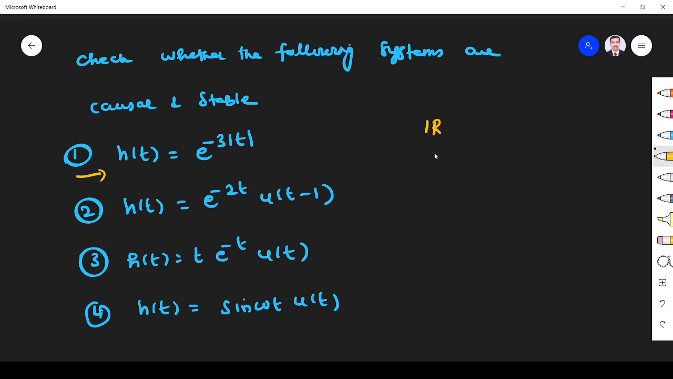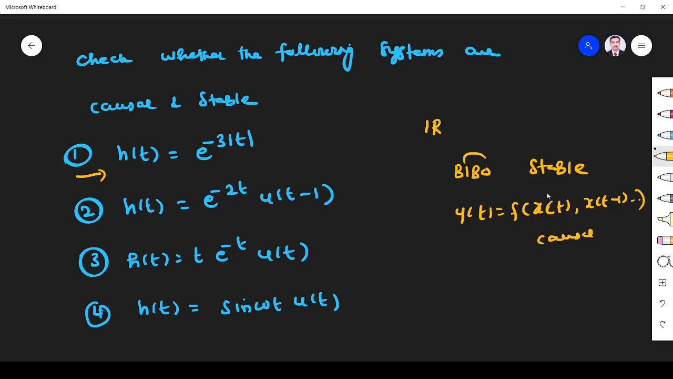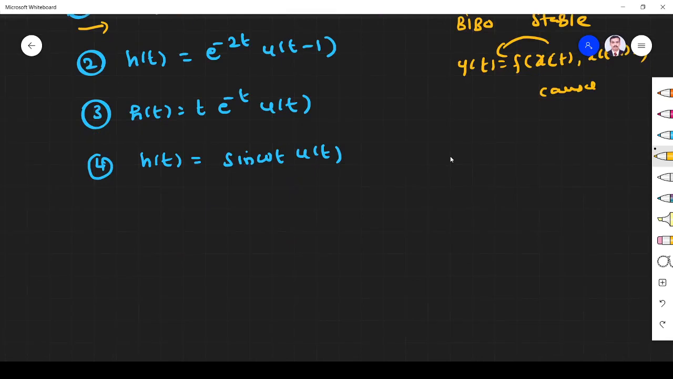We know from chapter 1 that for a stable system, a bounded input produces a bounded output. If the output is a function of only the present or past input, then it is a causal system. These talk about the input-output relation, but here they don't give the input-output relation, they give only the impulse response. For this, we know the conditions for a system to be stable and causal.